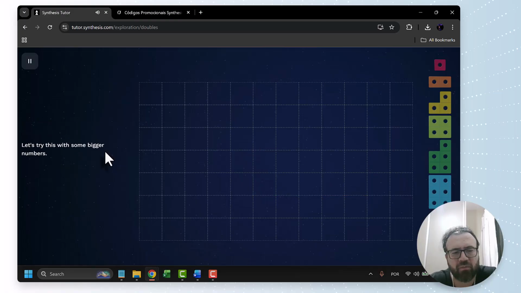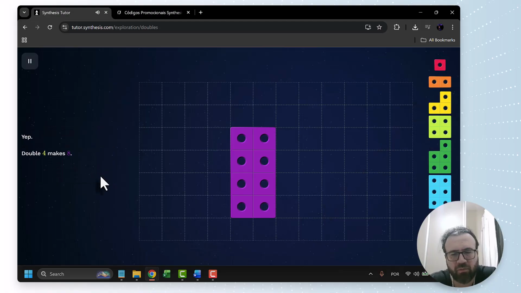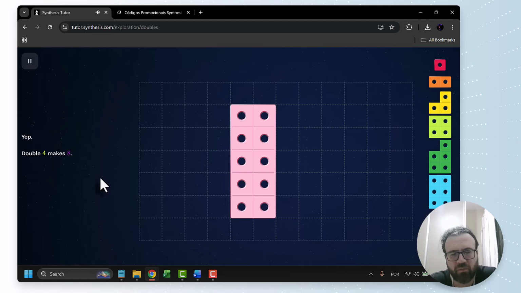Let's try this with some bigger numbers. Which number do you need to double to make 8? You can test it out with the tiles if that helps. Yep, double 4 makes 8. What number doubles to make 10? Right on. Double 5 is 10. Great work. You really know your doubles.